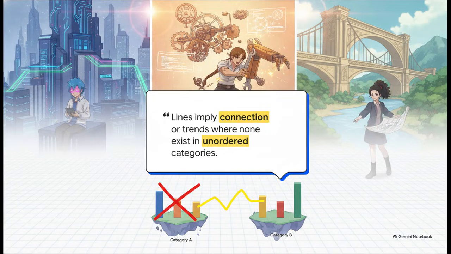Okay, I absolutely cannot emphasize this next point enough. This is a golden rule. Avoid drawing lines between disconnected categories. If you put computer science, mechanical engineering, and civil engineering along an axis and then connect them with a line, you are literally implying a trend over time or some continuous relationship where absolutely none exists. It's a massive analytical faux pas. Stick to bars for distinct categories, for sure.